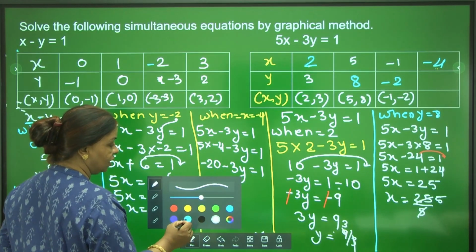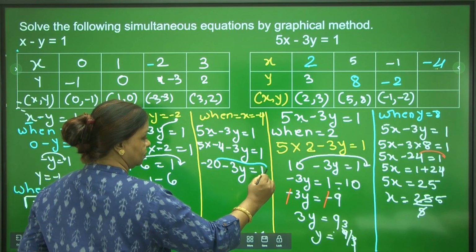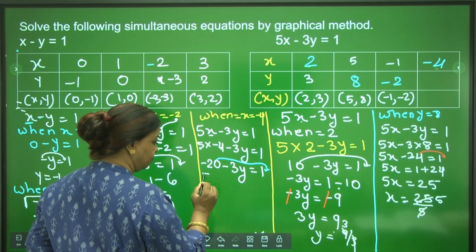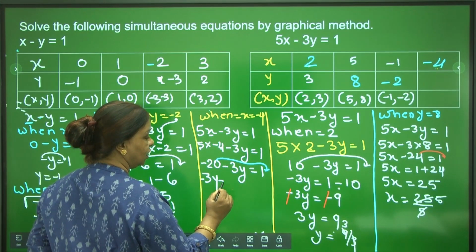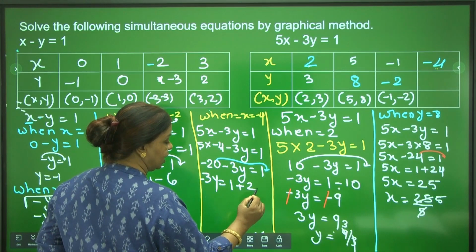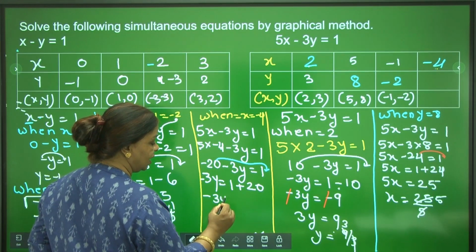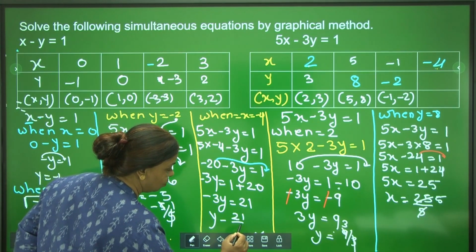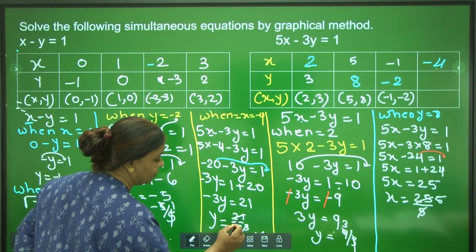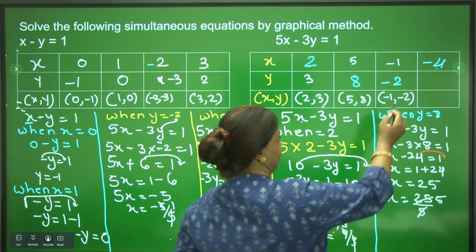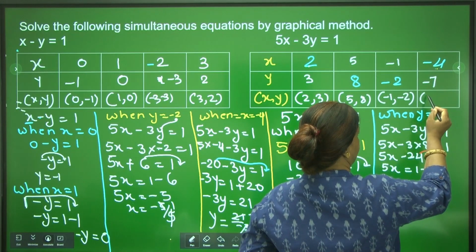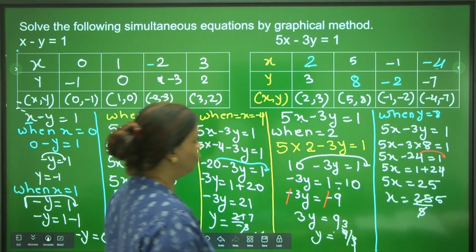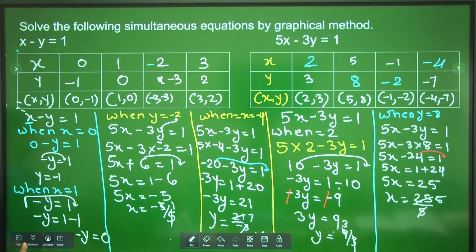My minus 20 will come this side and will become plus. So it will be minus 3y equal to 1 plus 20. So minus 3y is equal to 21. So y is equal to 21 upon minus 3. 3 7s are 21. So y is equal to minus 7. So your coordinates are minus 4 comma minus 7. You can pause and you can solve the sum, children.